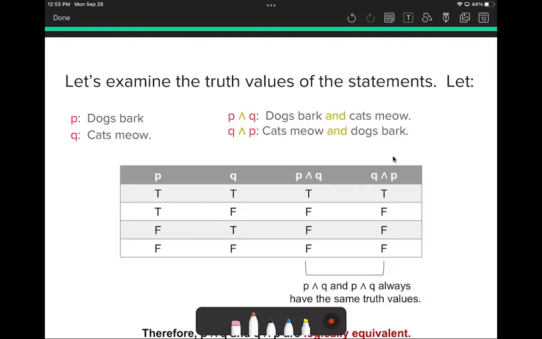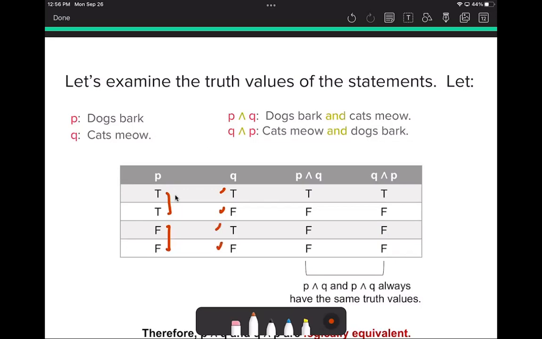So let us try to prove that these two statements, P and Q and Q and P, are indeed the same or have similar meaning using a truth table. Okay, suppose we have two distinct statements or variables P and Q. Since we have two statements, the possible combinations are 4. Okay, if P is true, then Q could either be true or false. If P is false, then Q could either be true or false.